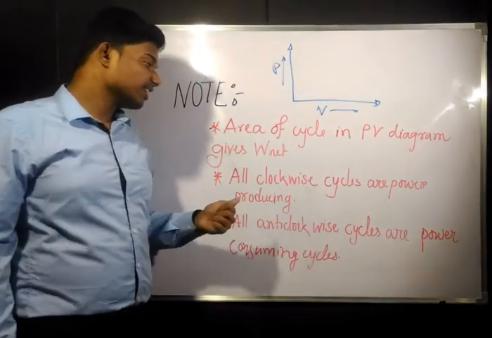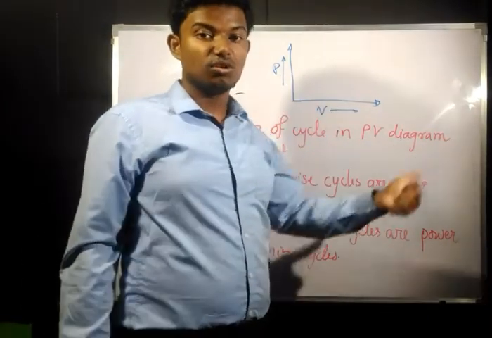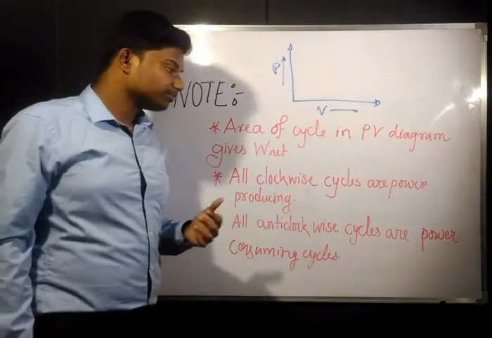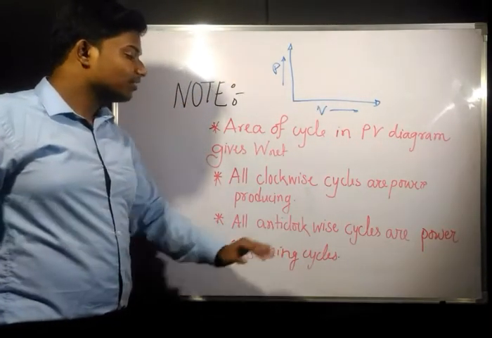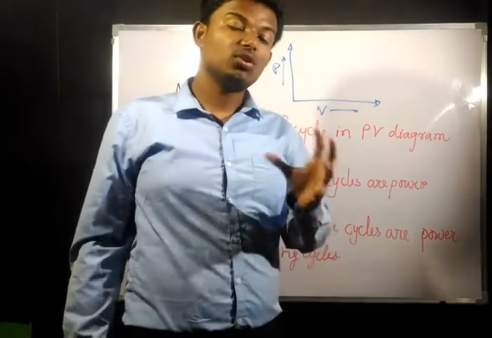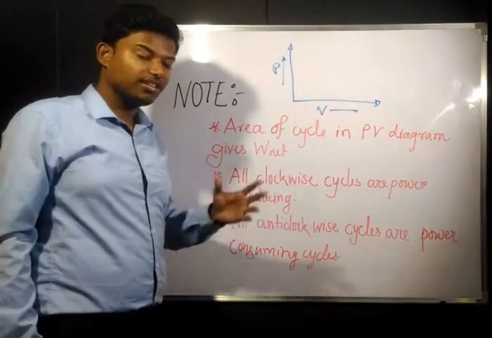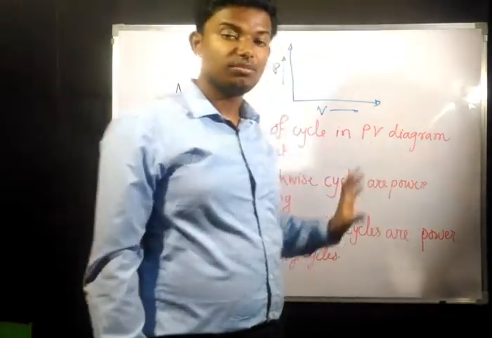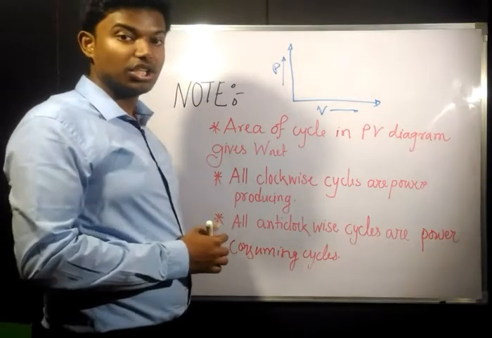The second thing is all clockwise cycles are power producing cycles. If the cycle is going in the clockwise direction, then this cycle will give us a work producing, power producing cycle. And another thing is all anti-clockwise cycles are power consuming cycles, like refrigeration. In refrigeration, when we study it, you will see that all the processes are going to be anti-clockwise, because all the anti-clockwise cycles will give negative W net. That means they will be power consuming cycles.